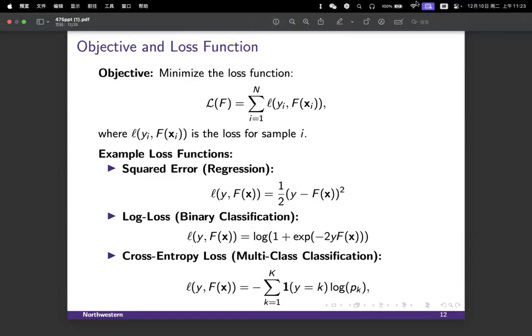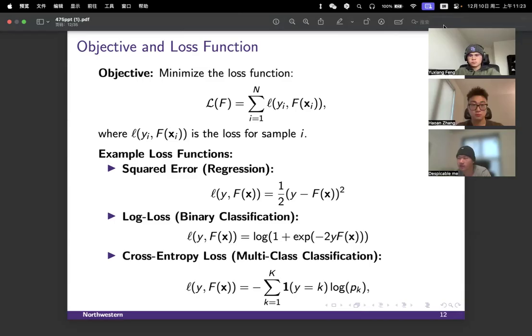The objective of GBDT is to minimize a predefined loss function, L, which quantifies the difference between the predicted and the true values. Depending on the task, GBDT uses different loss functions. We have the square error function, the binary classification function, and the multi-class classification function.